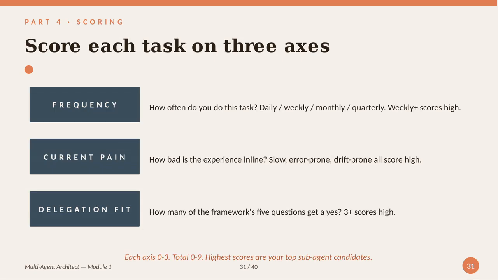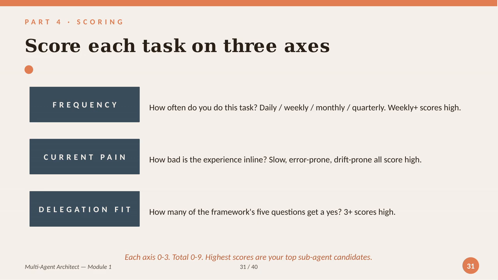Step 2. Score each task on 3 axes. Frequency. How often do you do this task? Daily, weekly, monthly, or quarterly? Score 0 to 3. Daily gets a 3, weekly a 2, monthly a 1, quarterly a 0. Higher frequency means more value from automation.